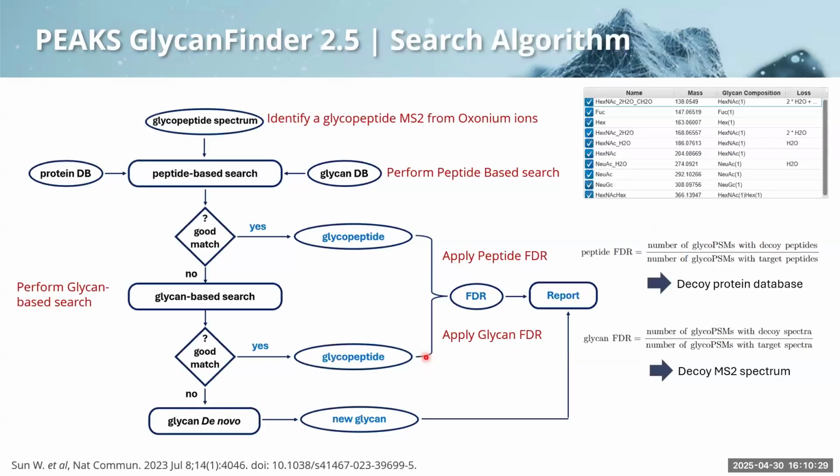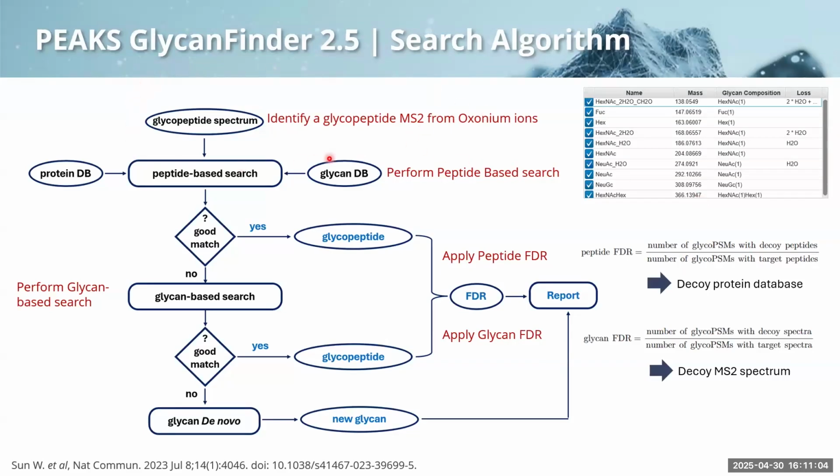So I'm going to go over the general search algorithm for our glycoproteomics workflows. It starts by taking an MS2, and the software will first identify whether or not it is a glycopeptide MS2 or just a peptide MS2. And it uses oxonium signature ions to figure this out. These are the signature ions that Peaks will consider when deciding whether it's a glycopeptide spectrum. You can take a look at these under the algorithm configurations in GlycanFinder.